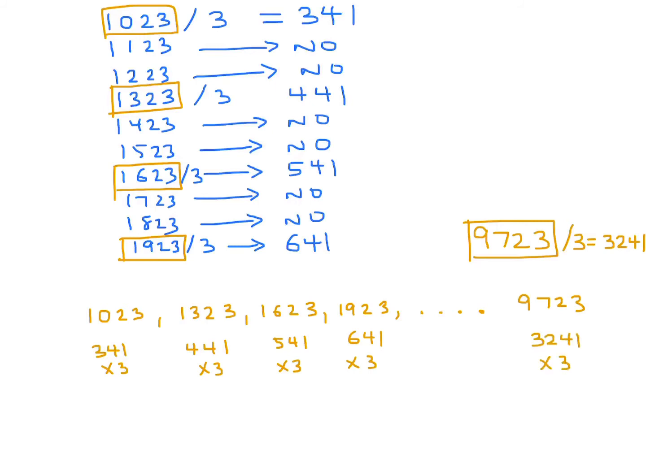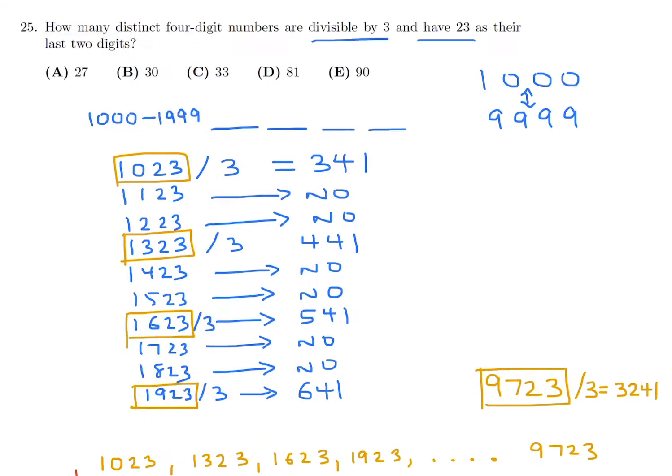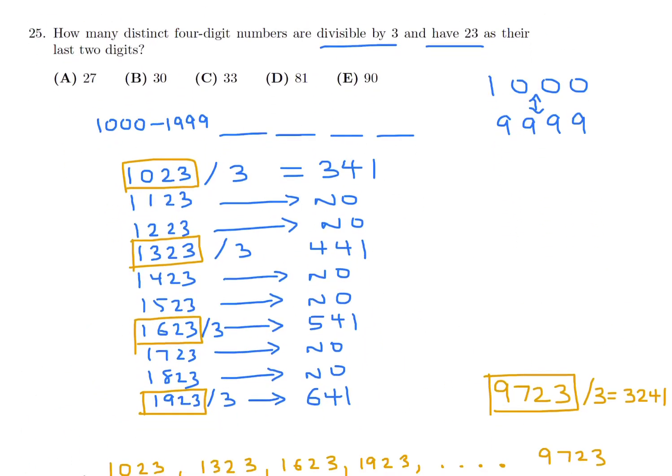So what was the pattern? We've got 341, 441, 541, 641, 741, 841, like that, all the way up to 3241. So basically all the numbers from 3 to 32, except for 1 and 2 in the first position. Those are not there. So how many are those? Well, that's 30. So 30 is the answer to this question. Number 25 is B.